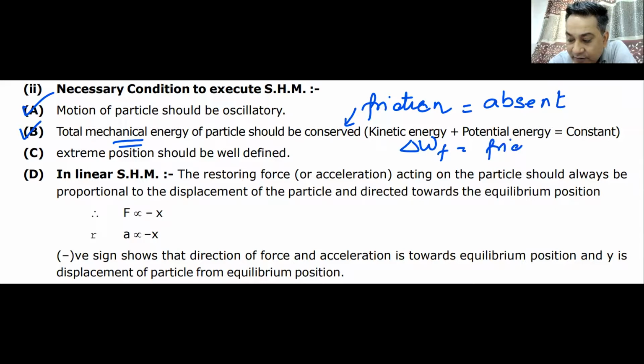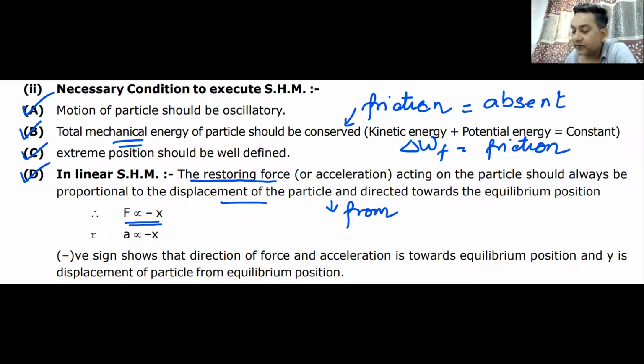If friction is there but the work done by friction is zero, then also you can have simple harmonic motion. The extreme position should be fixed, so it should not keep on moving. And the most important condition, the restoring force. Do you understand restoring force? Whenever I move the particle away from the mean position, a force starts to act. This restoring force must be directly proportional to the displacement of the particle from the mean position, and it is directed towards the mean position, therefore the negative sign. Do you understand the meaning of the negative sign?